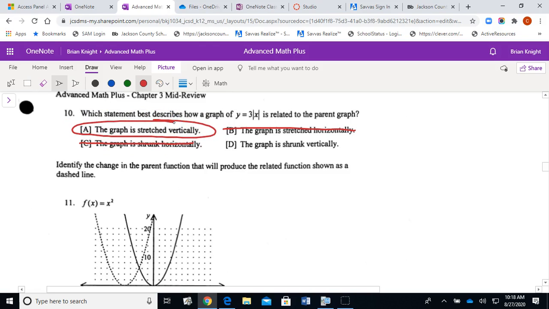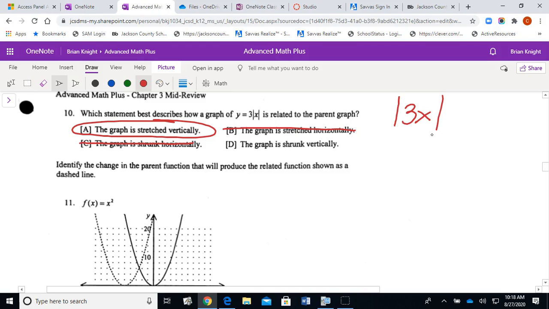Okay? Also remember, if it's inside on these, it's backwards. So if it's absolute value of 3x, that is now a horizontal shrink by 1/3. Okay? Horizontal shrink by 1/3 because you got to flip it because it's on the inside. Yes, sir. Everybody good? Yes, sir.